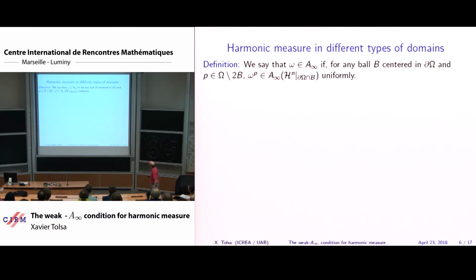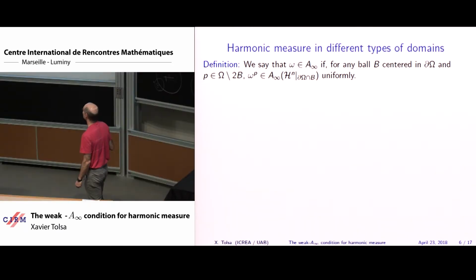So now we'll review the behavior of harmonic measure in different types of domains. Well, I already said that in the case of a Lipschitz domain, omega is in A infinity, but in fact, we have to be a little careful because the harmonic measure depends on the pole, right? So the exact definition is this one. We say that omega is in A infinity with respect to surface measure if for any ball centered in the boundary and any point P far from the ball inside omega, the measure omega sub P belongs to A infinity of the surface measure of the boundary intersected with the ball. And the constant should be uniform on P and on the ball. Okay. So largely speaking, it's A infinity with uniform constants.